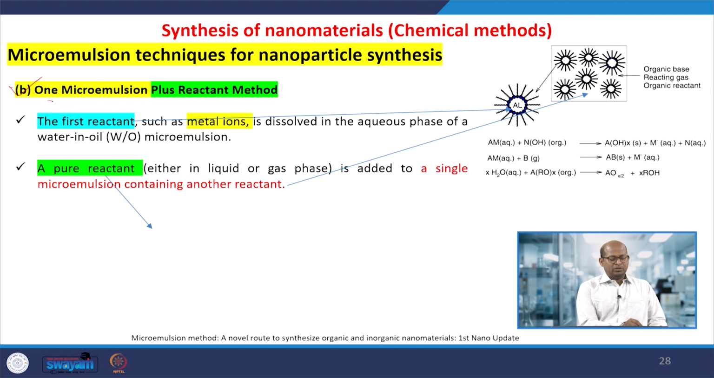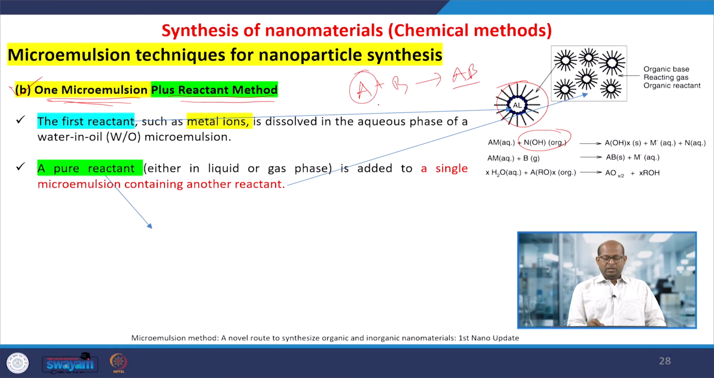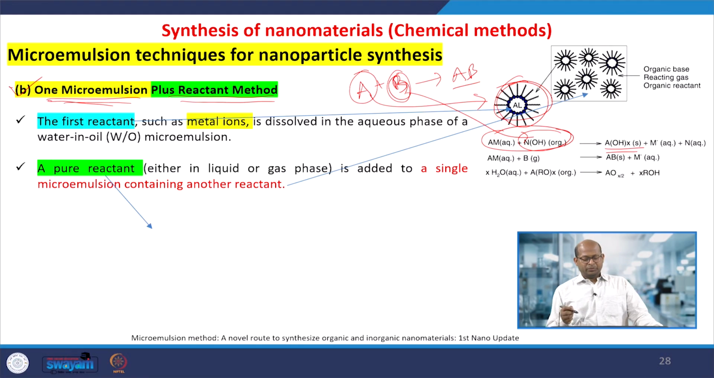The second one is the one microemulsion plus reactant method. This means that instead of a laser as the source for the reaction, an external reactant is used. If the reaction is A plus B gives AB, which is our product, one reactant is in the form of this type of micelle, and the second reactant remains in the solution. Then both come in contact and the reaction takes place. If we stop the second reactant, there is no reaction. By controlling it, we can control the size and shape of the particles, and the metal is converted into the desired nanoparticles.